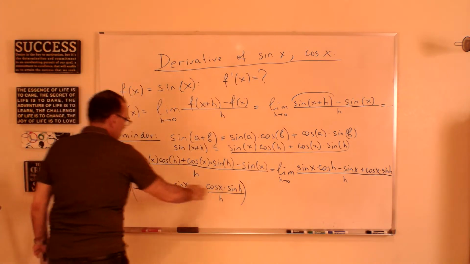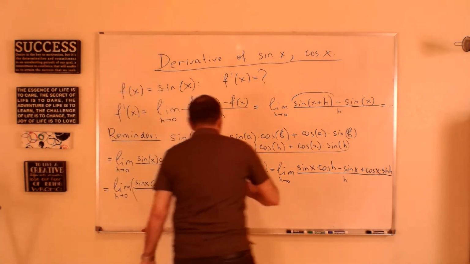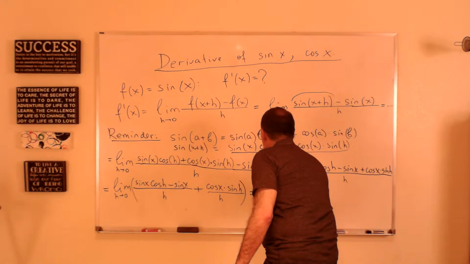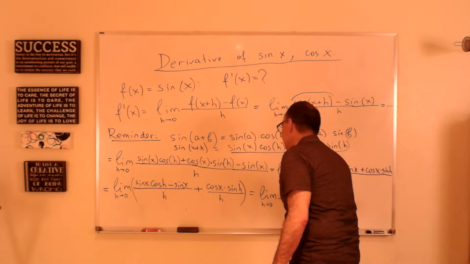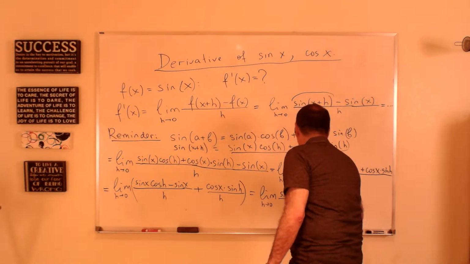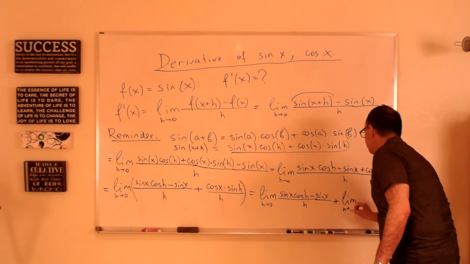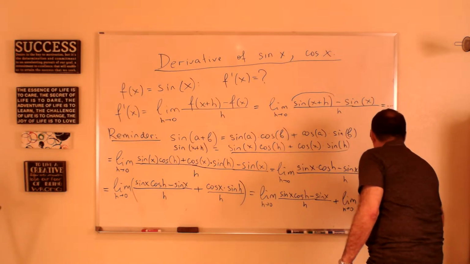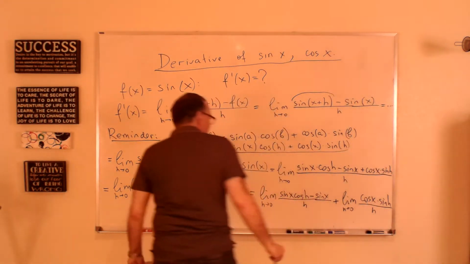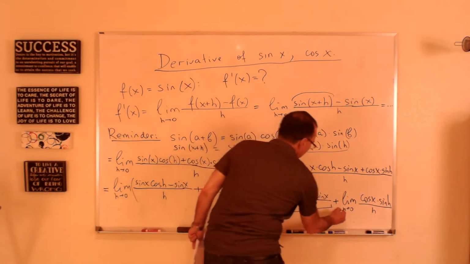So it's limit of two quantities, and limit of two quantities equals limit of the first quantity plus limit of the second quantity. So it will end up limit of the first quantity, which is sine x cosine h minus sine x divided by h, and then plus limit as h approaches 0 of the second quantity, which is cosine x times sine h over h. And now I want to calculate these two limits individually. So this limit and this limit.